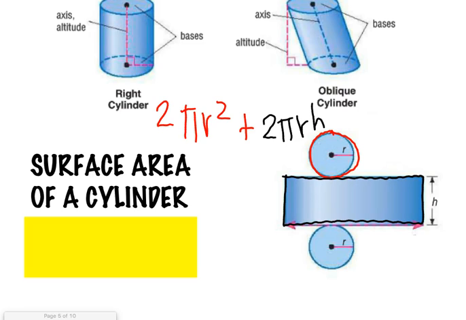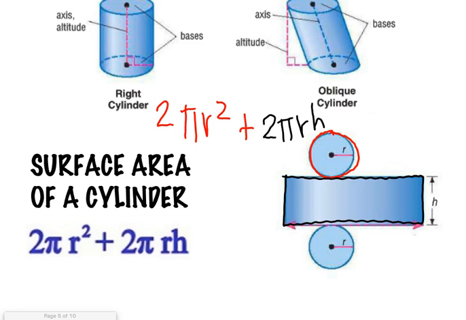Times your height. This distance here wraps all the way around that circle, so it's your circumference. That's how long this is. But that's not the height of it. No, this is your height. Oh, that makes sense. Oh, I was thinking that was the height.